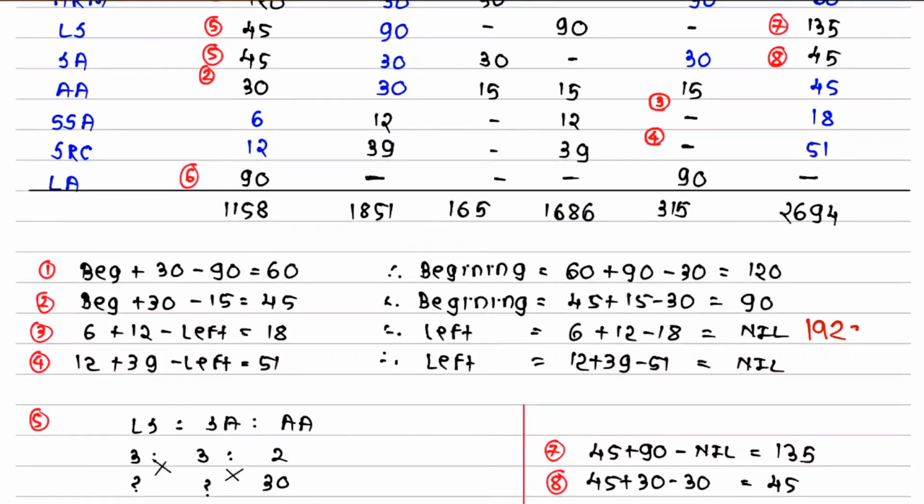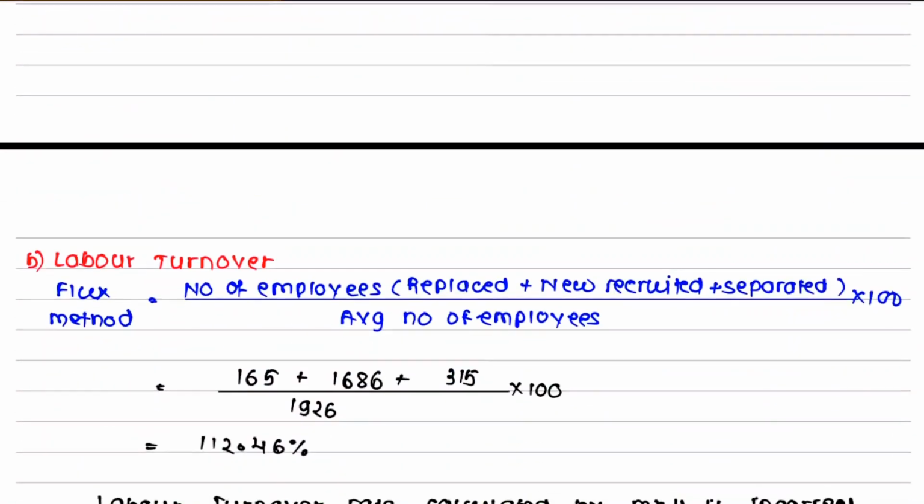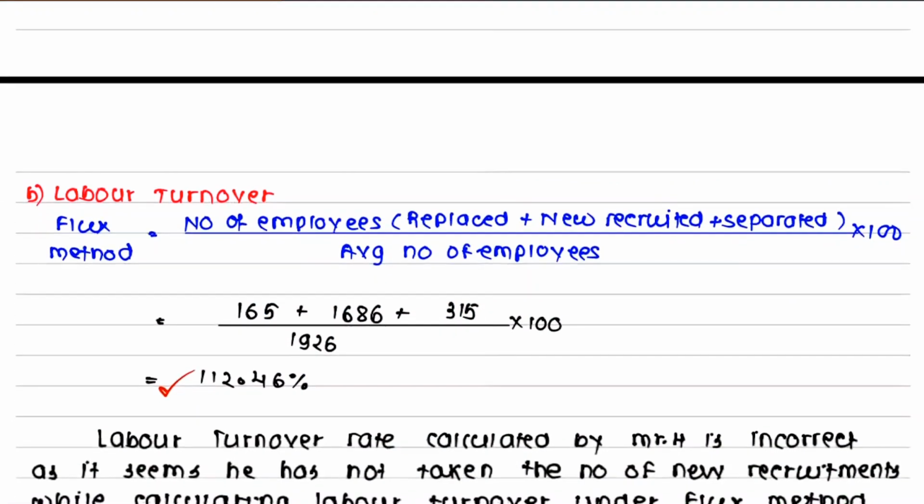1926. Give me the flux method answer. These are actually replaced. These are new joining. If I tell you the top one, and these are left. (112.46). You're going to add these three: replace plus new joining plus left. Total. This is total movement divided by average number of employees, 1926, into 100. So it is around 112.46%.